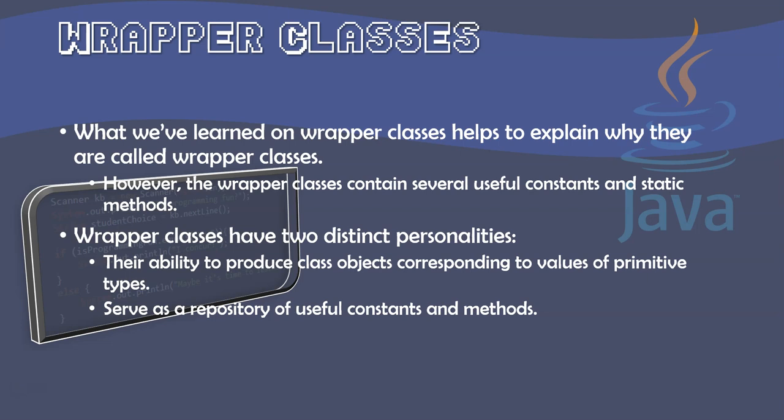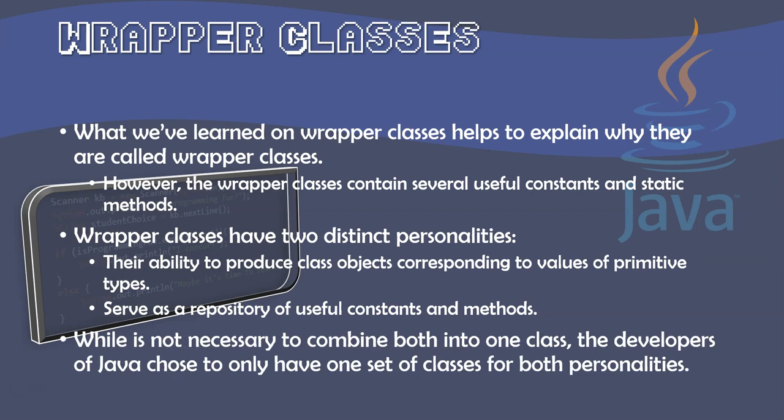The first is their ability to produce class objects corresponding to values of a primitive type. The second thing, though, is also to serve as a repository of useful constants and methods. Now, while it's not necessary to combine both of these properties into one class, the developers of Java chose to do that so you'd only have one set of classes that you have to manage for both personalities.